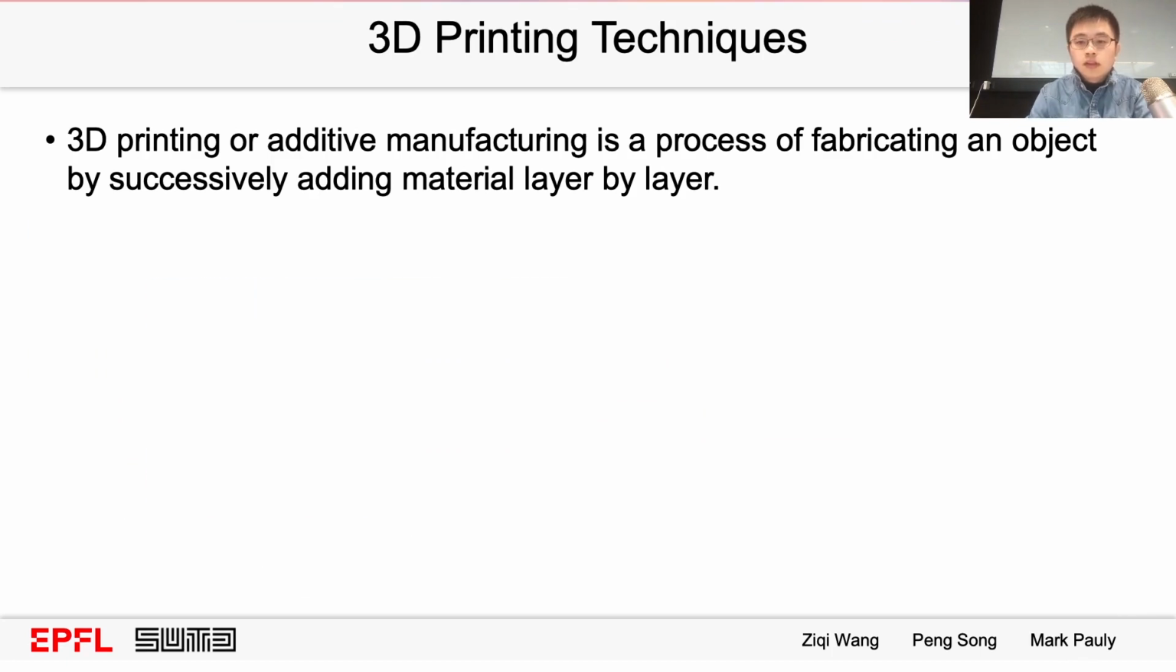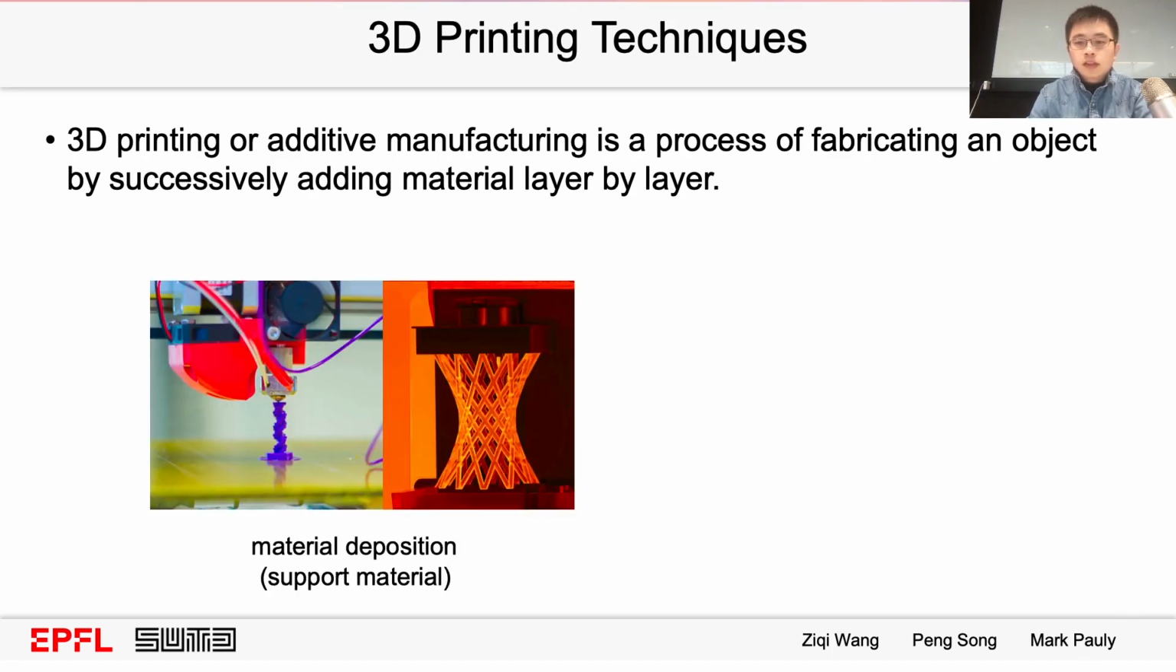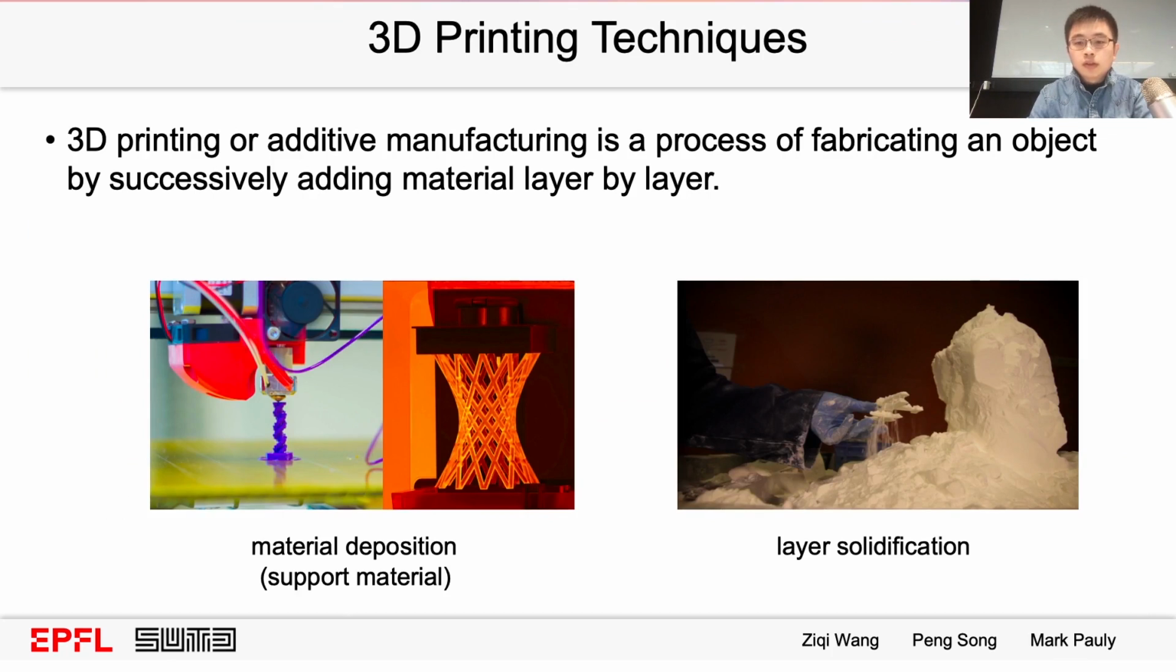Material deposition and layer solidification are two ways to implement 3D printing. Most domestic printers use material deposition due to its simple machinery. However, this machine requires spot material for all overhanging areas. The layer solidification machine at the right does not need spot material, but at the cost of a higher price. Most of the research work in graphics still focuses on the material deposition machine due to its high accessibility.